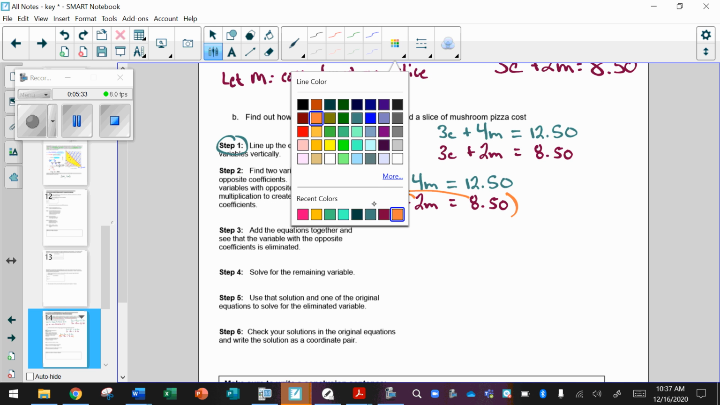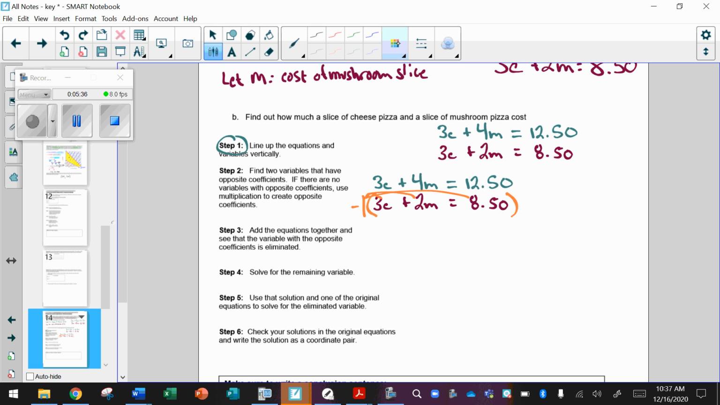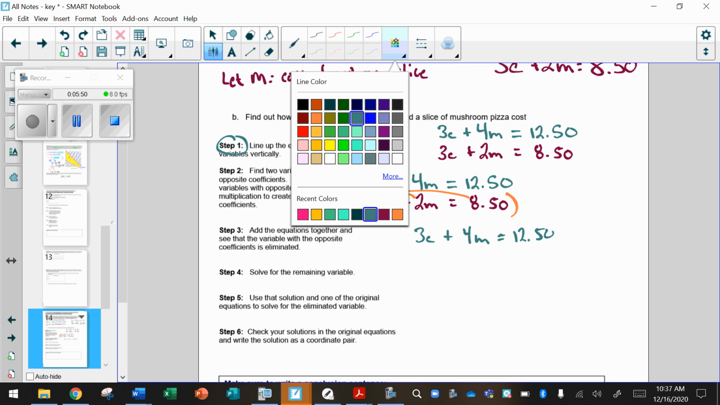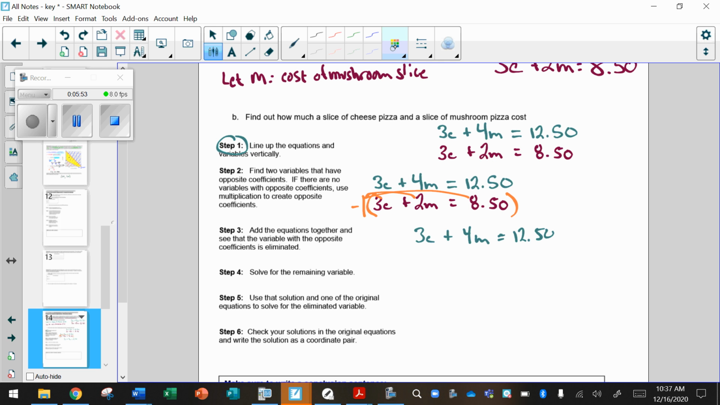Once I have my equations rewritten, I'll then be able to do the next step, which is add them together to cancel out one of the variables. So my 3c plus 4m equals $12.50 did not change. But negative 1 times 3c is a negative 3c. Negative 1 times 2m is a negative 2m. And a negative 1 times $8.50 is a negative $8.50.